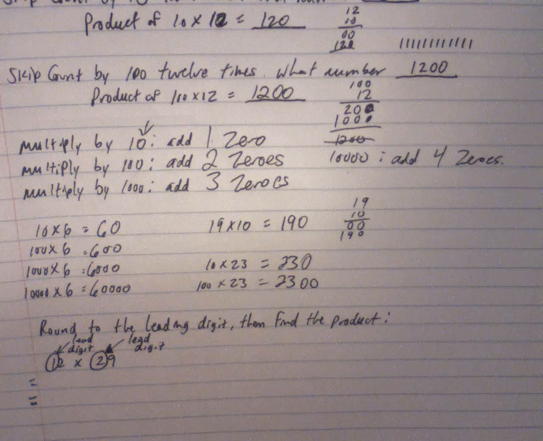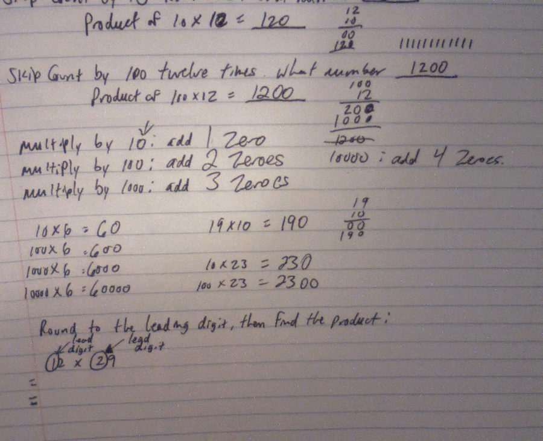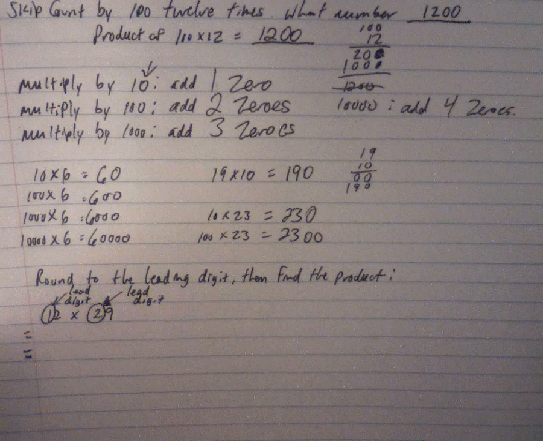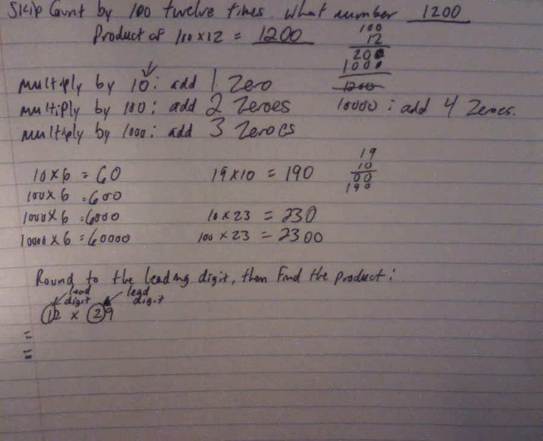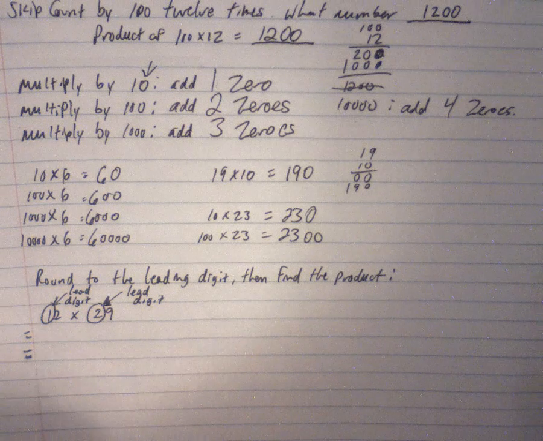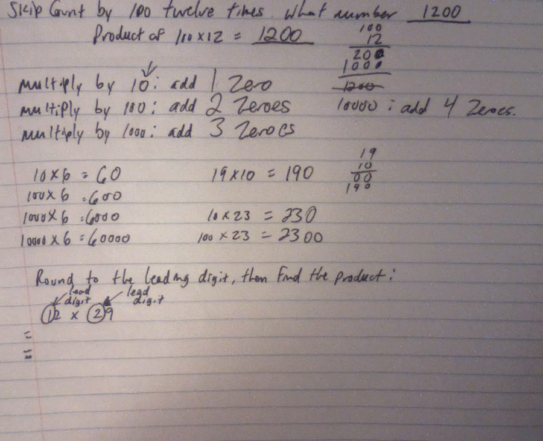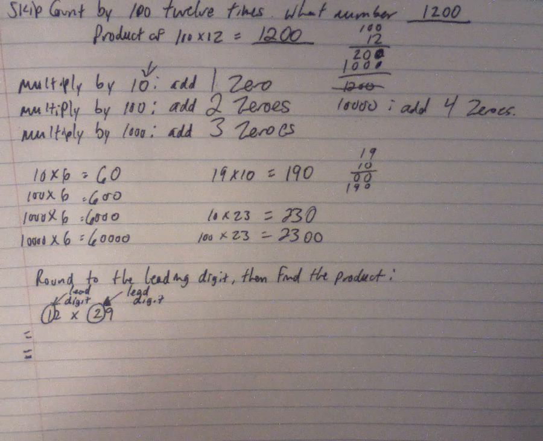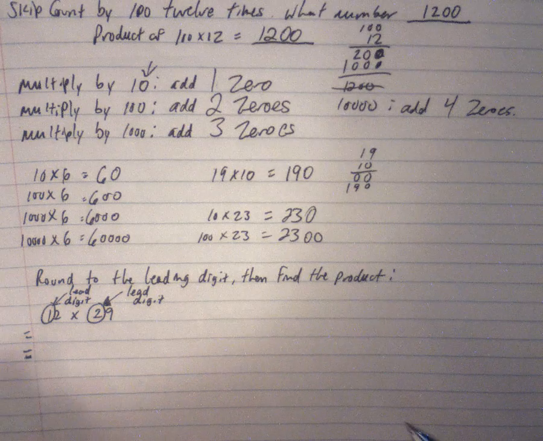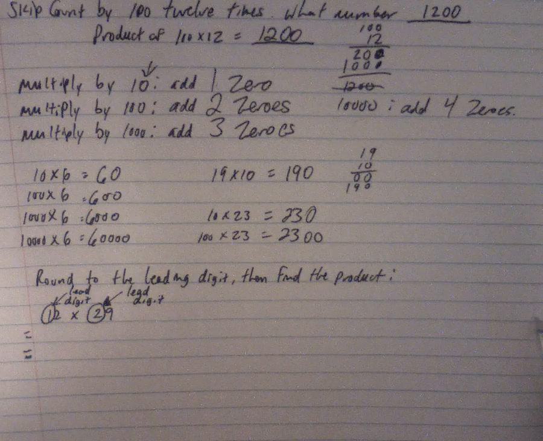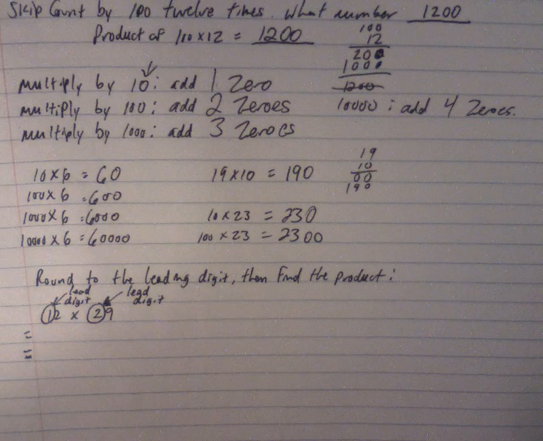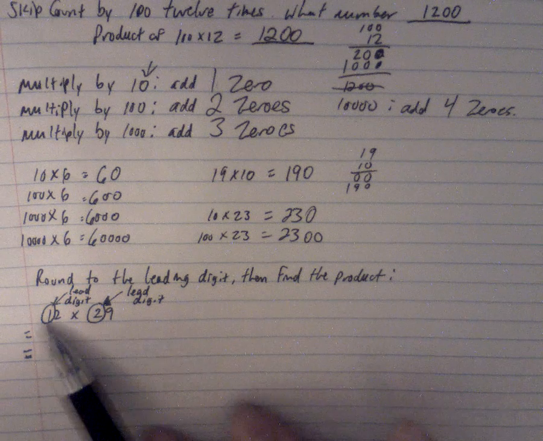Guys, multiplying by 10, 100, and 1000 is quite a simple thing. Now, let's take a look at when it's not quite 10. What we need to do is a little bit of rounding, because when we do some rounding, it's going to give us a very close answer to what we're looking for. So what you want to do is round up or down to the leading digit. Then we want to find the product, which is the multiplication answer. So the leading digit in this case is the 2 and the 1.